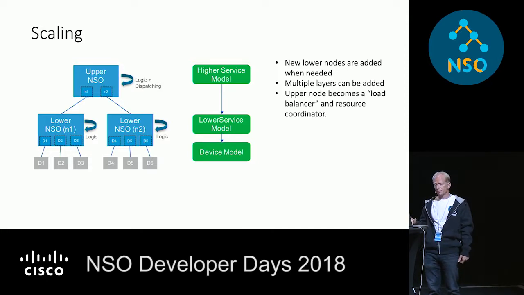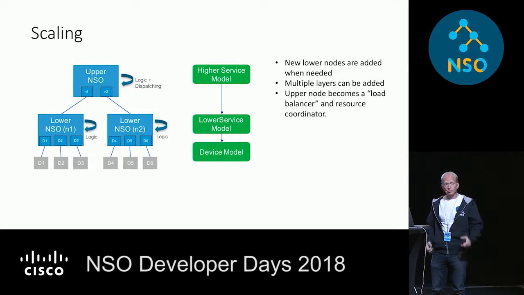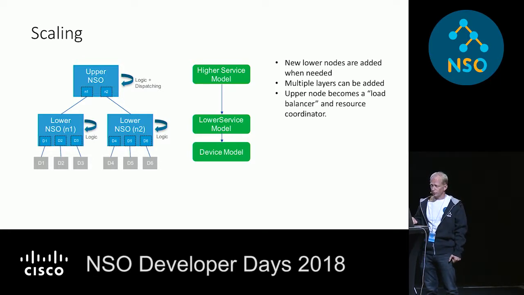So, for example, you may want to have one lower NSO node per data center and then have one global upper NSO node to orchestrate among these data centers. And in the same way, you may want to split your service logic on different nodes for business reasons. There might be different parts of your business that feel responsible for different parts of the network. And for that reason, you may want to give operational responsibility for different parts of both your devices and also your business logic.